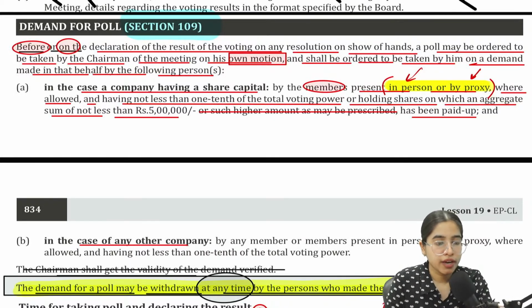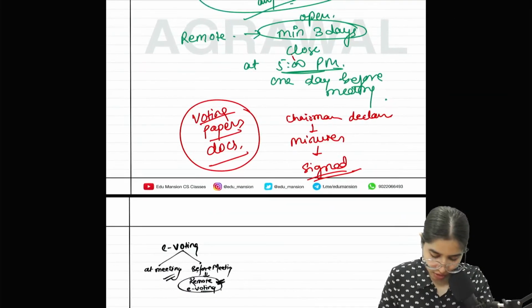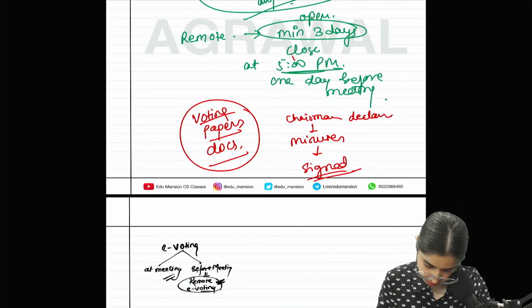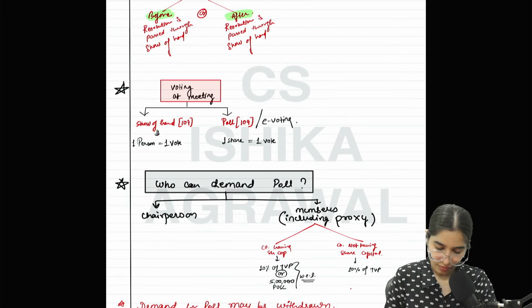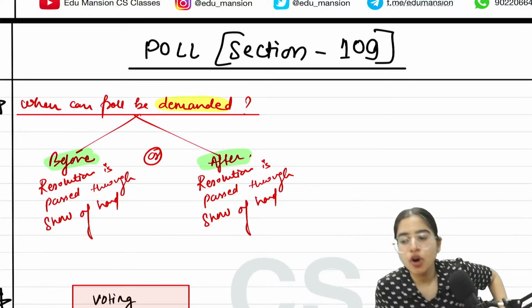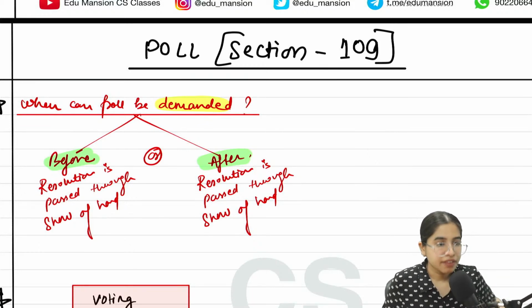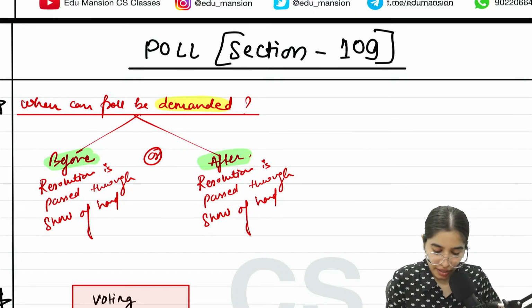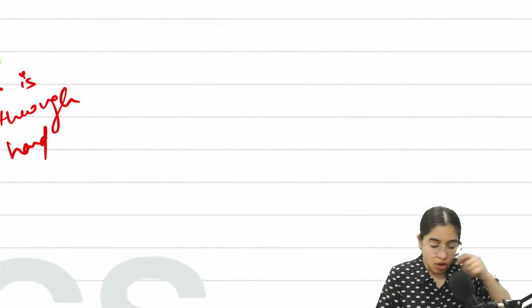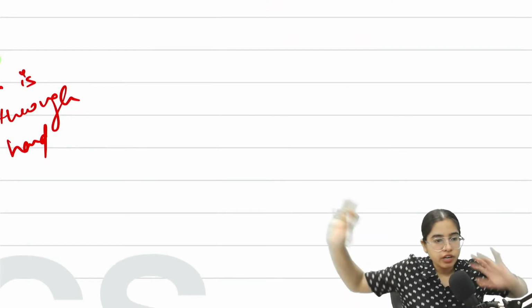And what do you mean by poll? There are some important points with respect to poll. Poll is given in section 109. Poll means basically when the voting is done by poll, it is not done by show of hand.